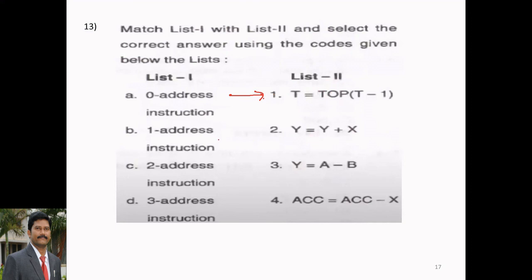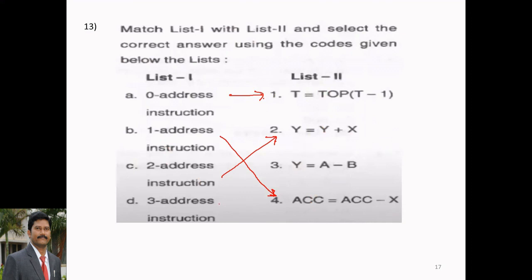Okay, 1 address instruction, find out in this. Yeah, a 1 address instruction consists of the accumulator by default. So accumulator equals accumulator minus x, some subtraction operation is done, and the result is by default the accumulator, right? So that is a 1 address instruction. 2 address instruction is, see here, y equals y plus x, that means y is some address, x is some address, they are added, and the result is stored back in y only. So it is a 2 address instruction.